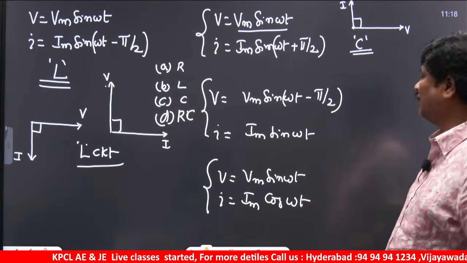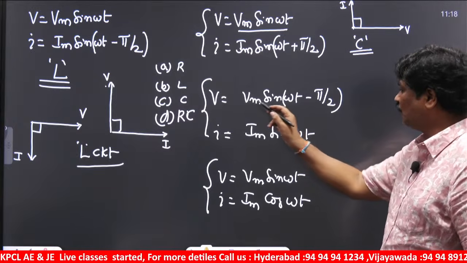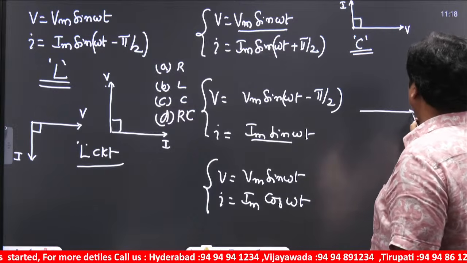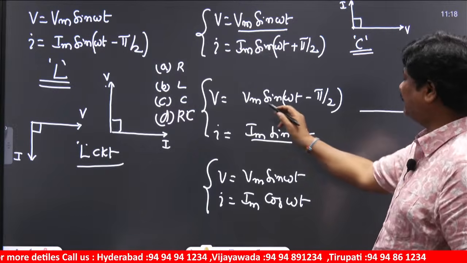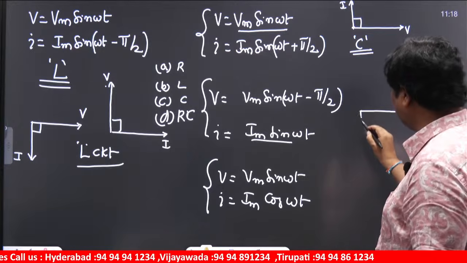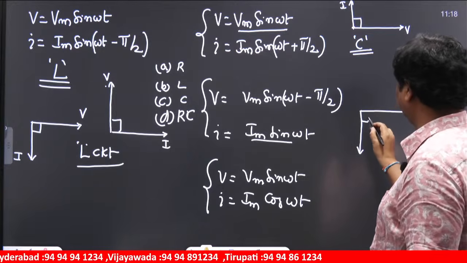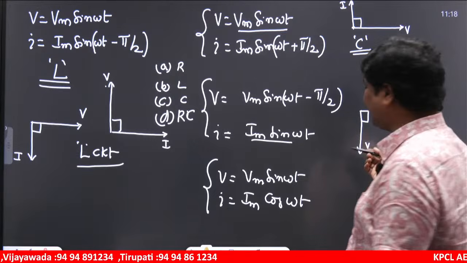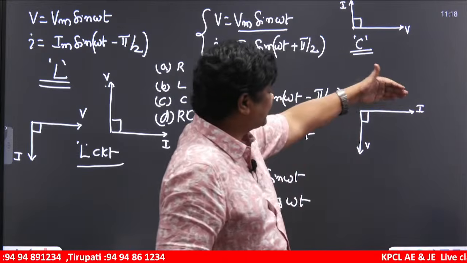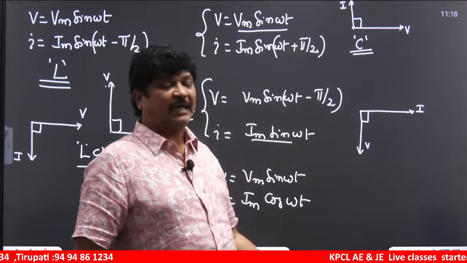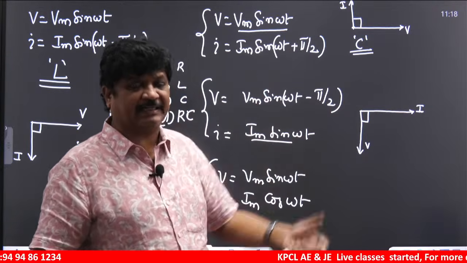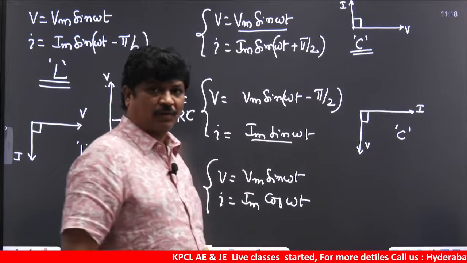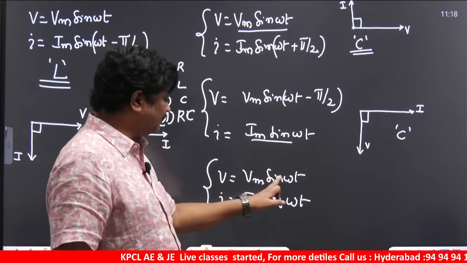Clear? Next, where is voltage? First you take current as the reference. This is the current I. Where is the voltage? Minus 90, like this. Voltage is here. So who is first? Current is first, after 90 degrees voltage. Hence current is leading by 90 degrees. Hence it is a pure capacitor.